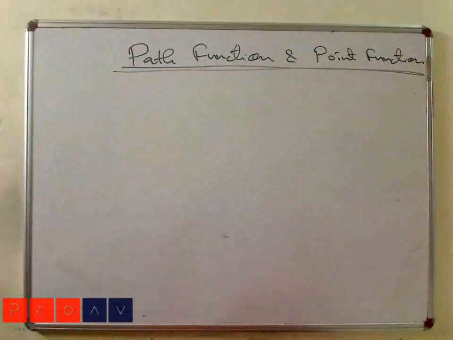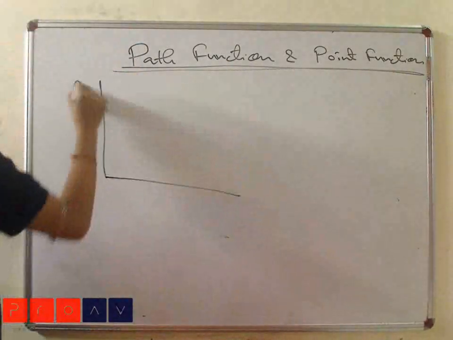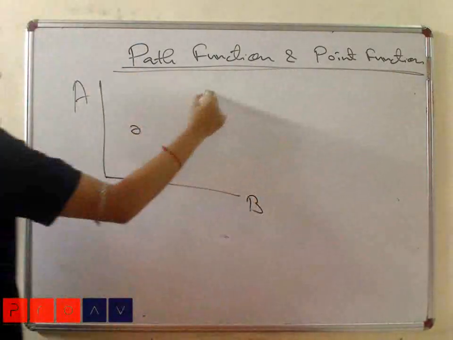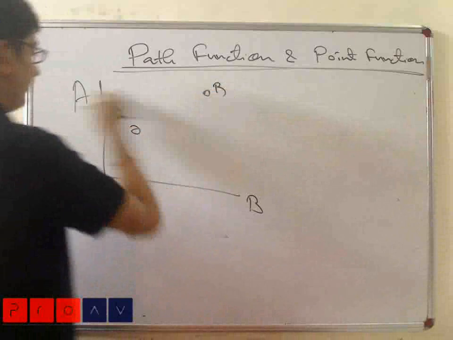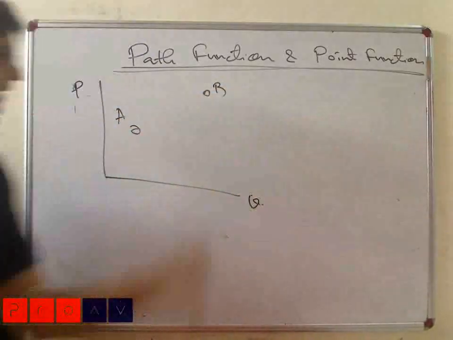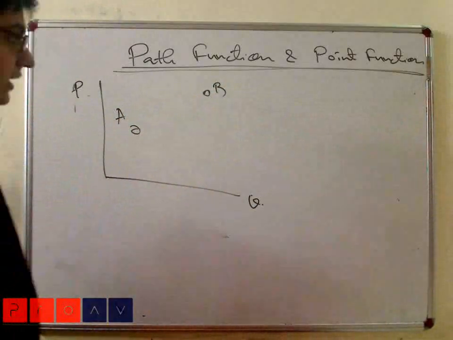Now, two important concepts: path function and point function. What is meant by path function? From A to B, we had already discussed the area under the curve. So this is the PV diagram. Area under the curve indicates the work done.